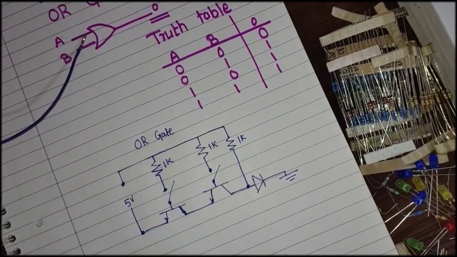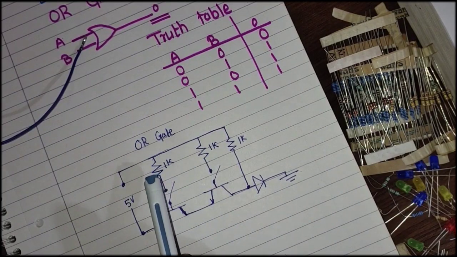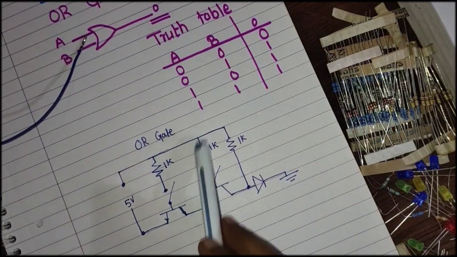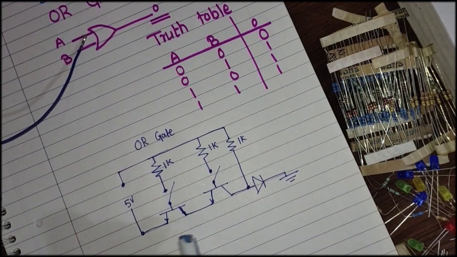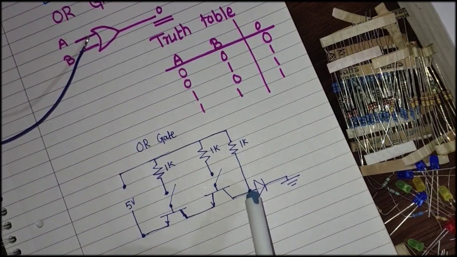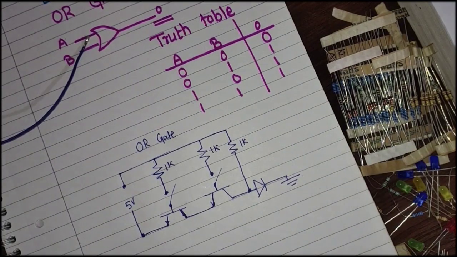Okay, this is the circuit diagram for the OR gate. Here we used two NPN transistors, and we are giving voltage to the base through 1K, right? So this will push the transistor into saturation and it will turn on. If any one of them turns on, it will allow current to flow through and glow the LED. So this is the logic behind the OR gate. So I'll do the connections for it.